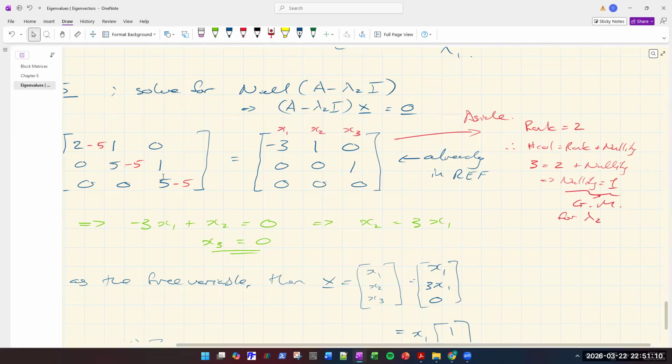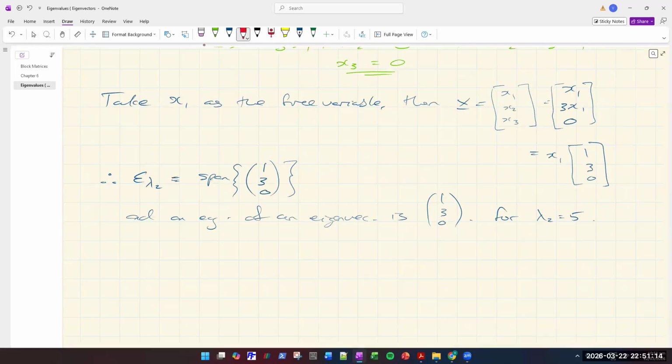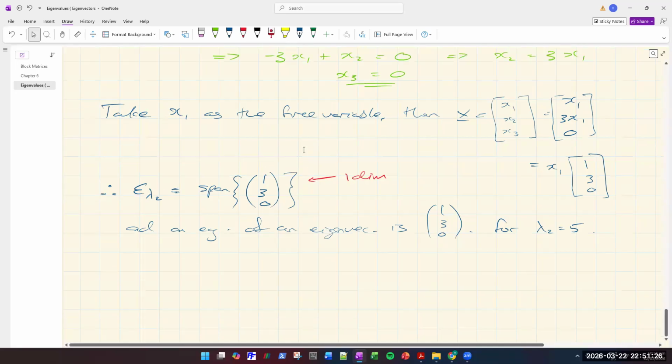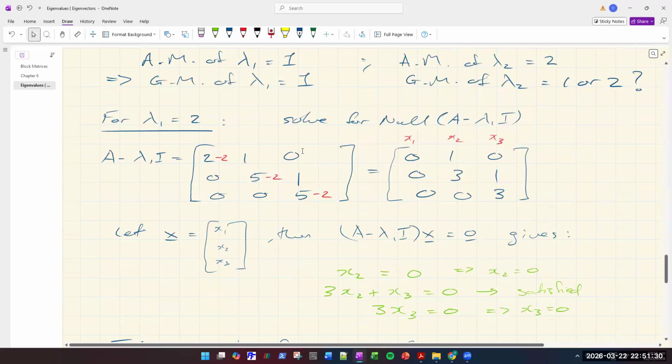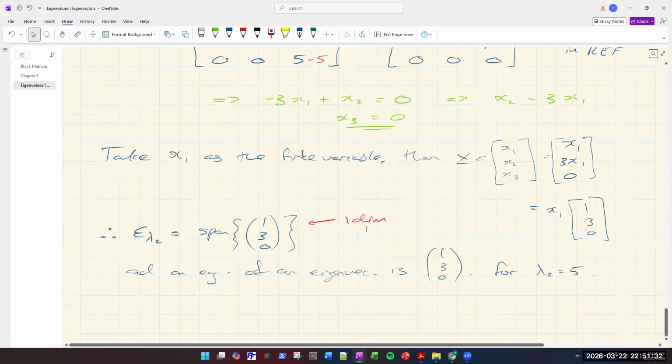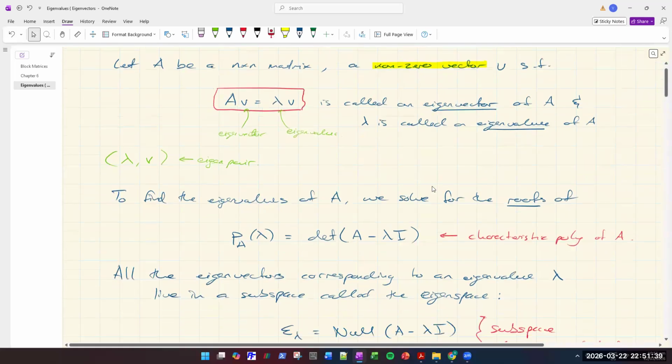And it was one-dimensional. This is a one-dimensional space; it only has one vector in its span. That's the vector. Okay, so those are two examples of, given a matrix, how you get the eigenvalues, the eigenvectors, and the eigenspaces, and also a recap on the theory behind it.